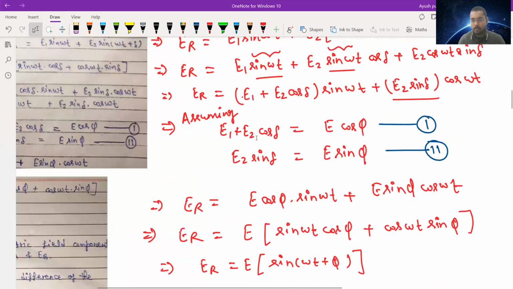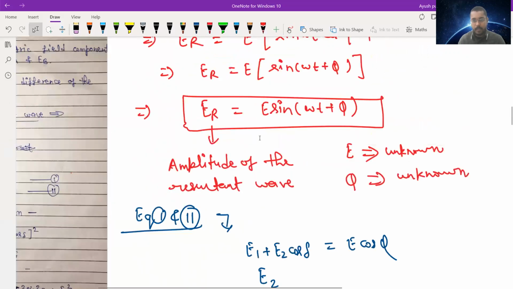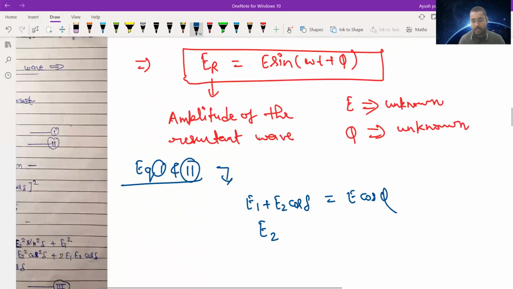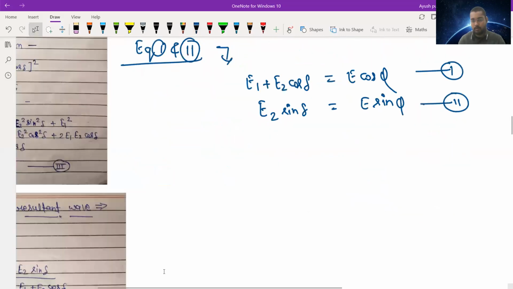E1 plus E2 cos delta is equal to E cos phi, and E2 sin delta is equal to E sin phi, right? This was equation 1 and this was equation 2. Now let's square these two equations.